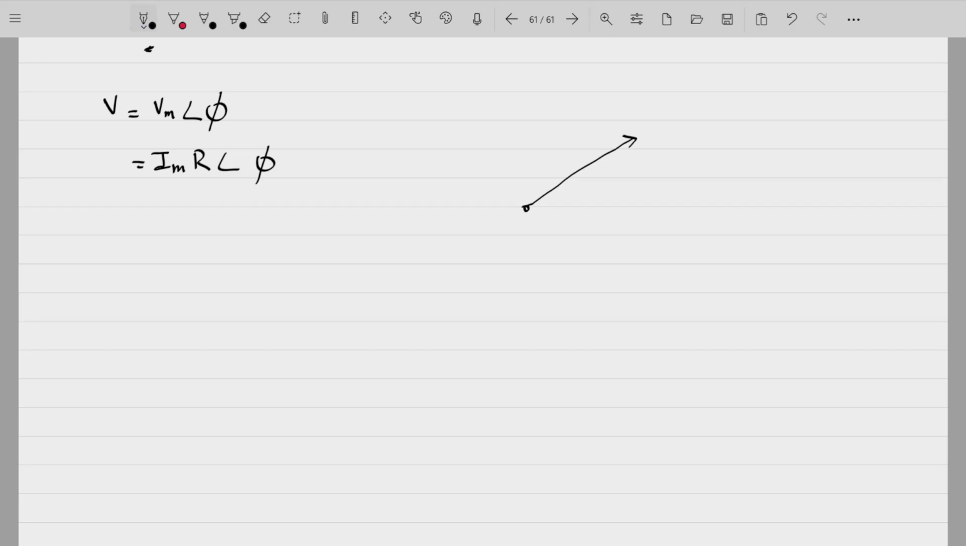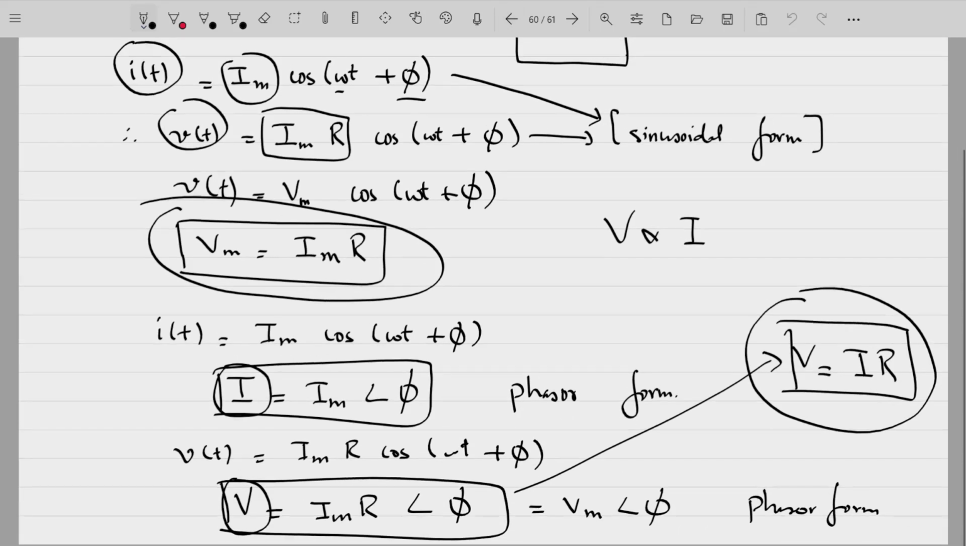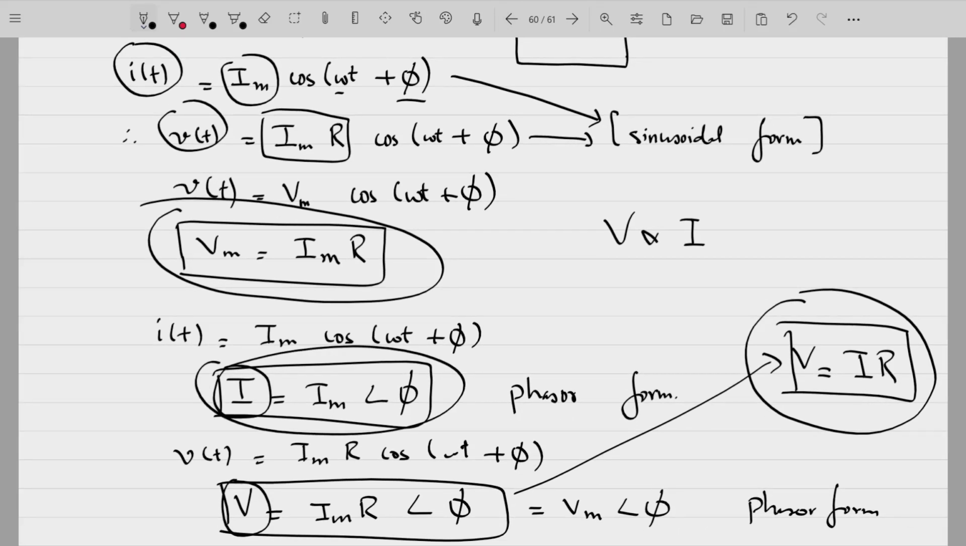Okay, so we are plotting the phasor diagram between capital V and capital I. V is equal to Vm angle phi. That means the magnitude of V is Vm. So we have to draw a line having a magnitude of Vm, located at an angle of phi degrees with respect to the x-axis. And as far as I is concerned in this case, what is I? I is Im into angle phi.